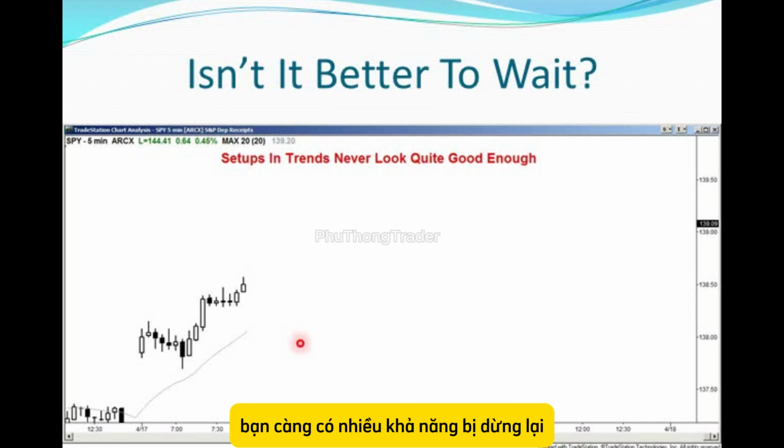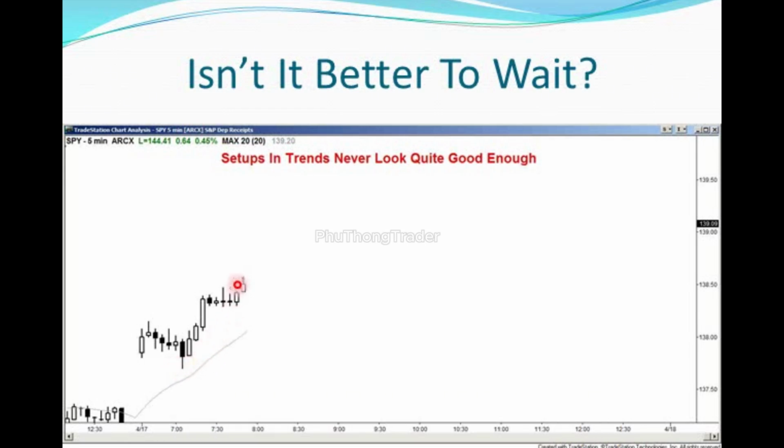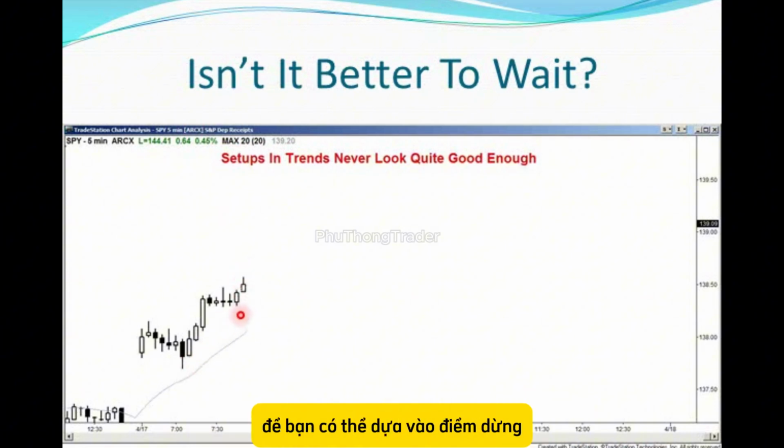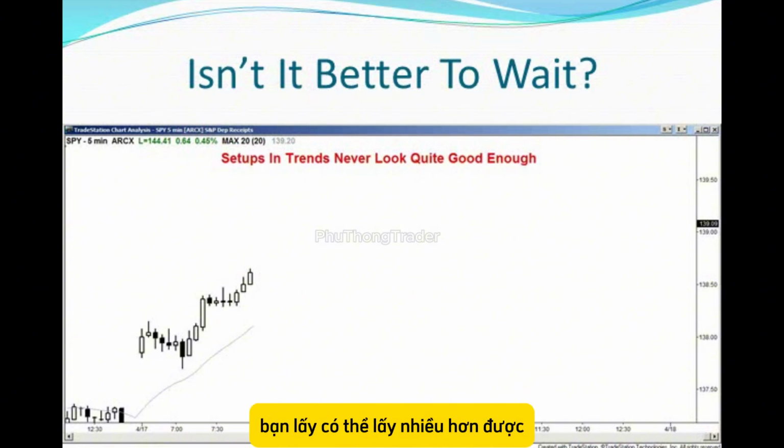The tighter your stop, the more likely you'll get stopped out. But when you look at this, the one thing you know is if it gets below this low, the low of the day, it probably will not go up further. So worst case scenario is you put your stop here, calculate how many points you have to risk, and then trade small enough so that you can rely on the stop. If the market just quickly goes up 2 or 3 points and you're able to take 2 or 3 points out, take at least half off. If it's going up slowly, you might take all of it off. So if the trend is weaker, you might take more of it off.